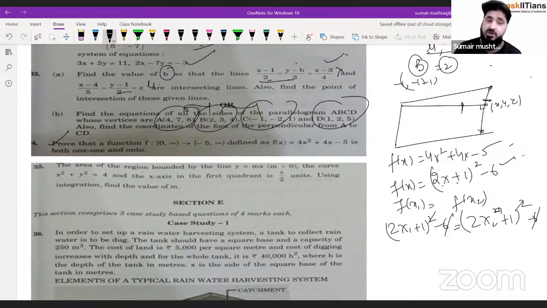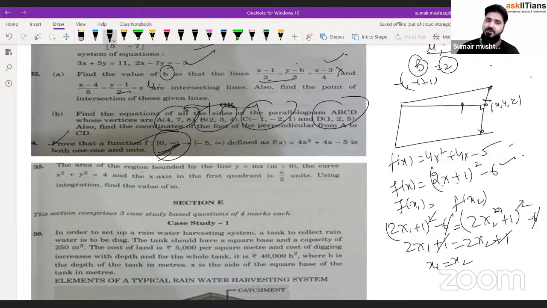Not plus and minus. Why will it not be plus and minus? Because its range is positive. So 2x1 + 1 = 2x2 + 1. Why? Because we don't have to take the negative values. It will always be positive, because x will be taking positive values. So here 1 and 1 will be cancelled, 2 and 2 will be cancelled, x1 = x2.